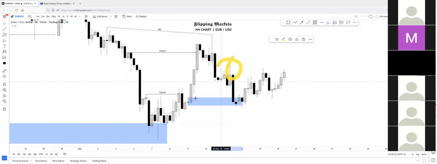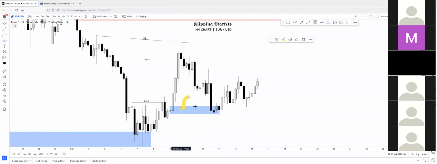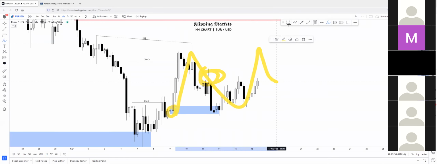Just compare this zone to the demand zone. This demand zone has caused change of character, caused liquidity sweep, caused liquidity creation, created huge inefficiency. This zone has created only inefficiency. So compared to this zone, this will be weak and this will be broken sooner or later. So this is the second confirmation for the upcoming bull trend at this region.